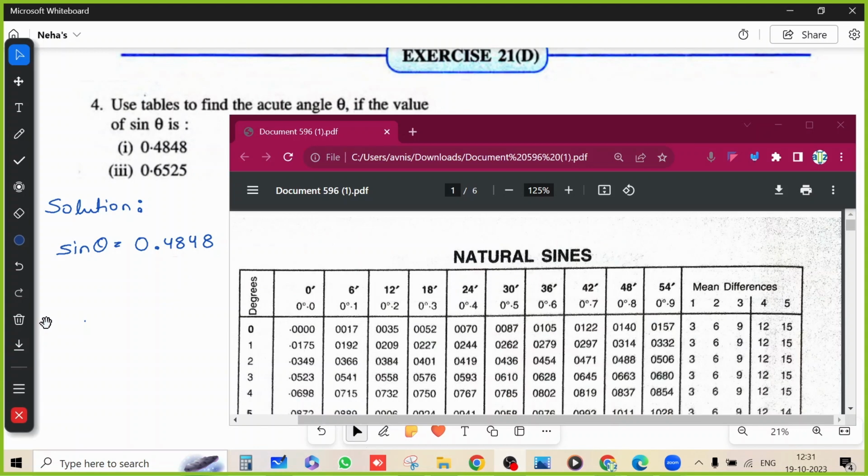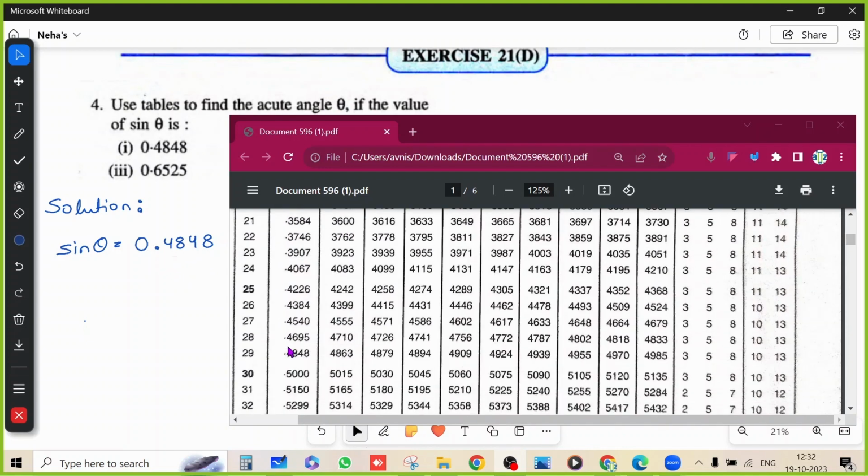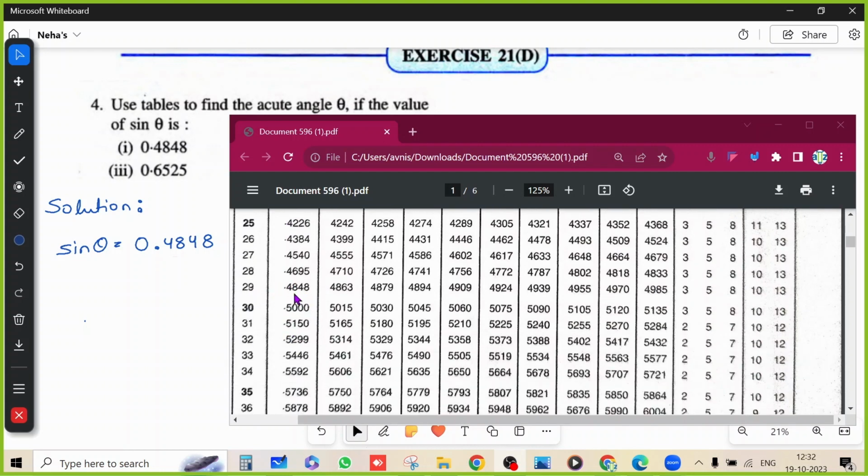Let's now begin with question number 4. Here we have been given the value of sine theta is equal to 0.4848, and we have to find the value of theta. So we will check the table of natural sine, and we will check the first column, that is the 0 minute column. We will try to find an exact match, that is 0.4848, or a number that is closest to this number. We will look for the values here, and you can see the value of 29 degree is the exact match that we have been given, that is 0.4848. Therefore, the angle theta here will be equal to 29 degree.